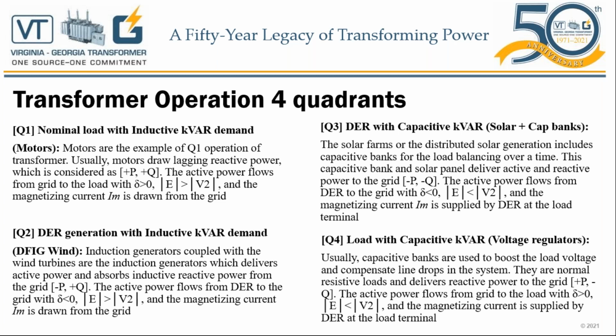Last but not least, the fourth quadrant, load with capacitive kVAR. As an example, voltage regulators. Usually, capacitive banks are used to boost the load voltage and compensate line drops in the system. They are normal resistive loads, and they deliver reactive power to the grid, causing a plus P and negative Q. The active power flows from grid to the load with greater than 0 phase displacement, and this time, just like Q3, V2 is greater than E, and the magnetizing current is supplied by the DER at the load terminal.